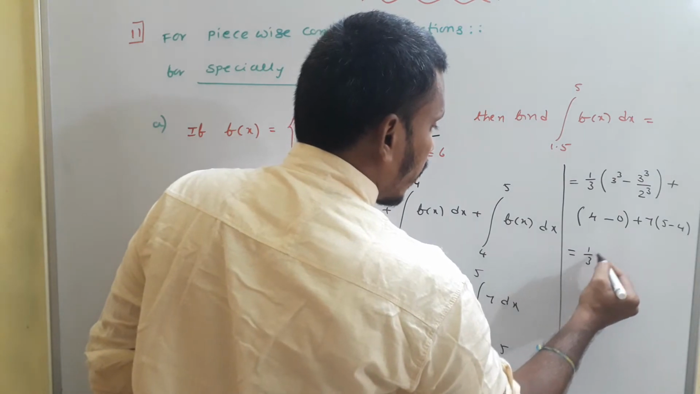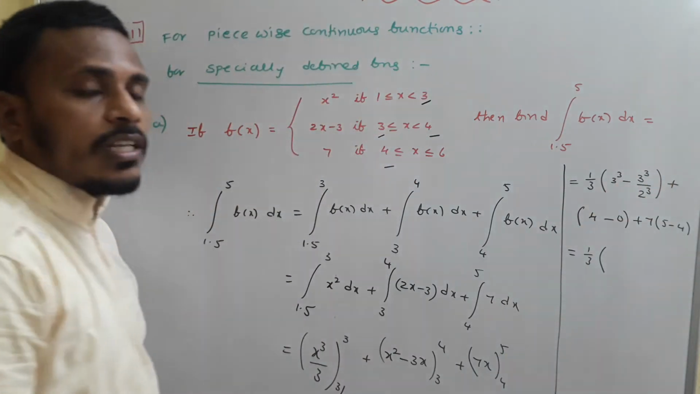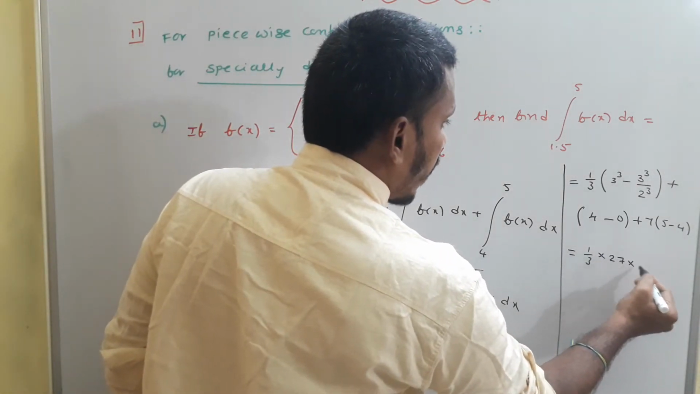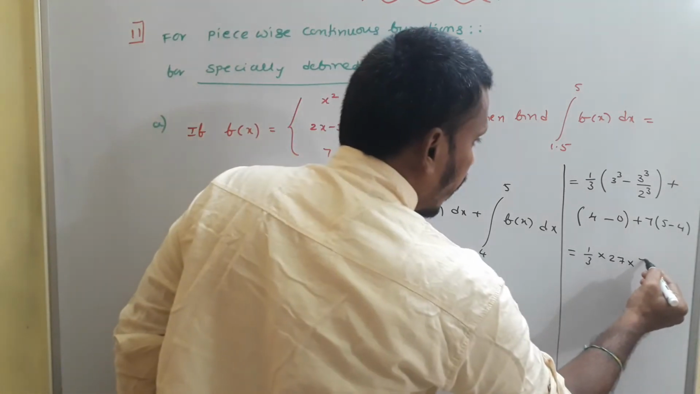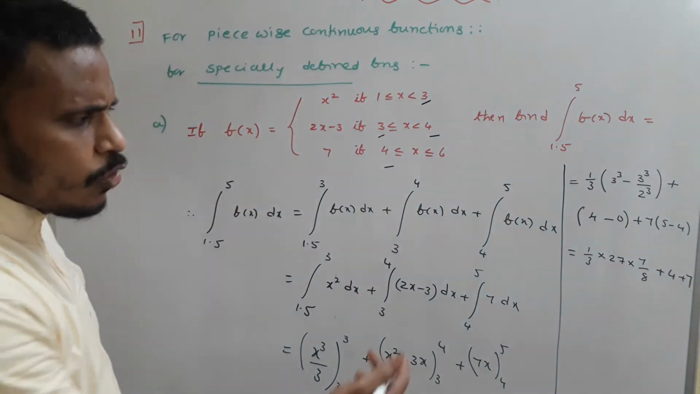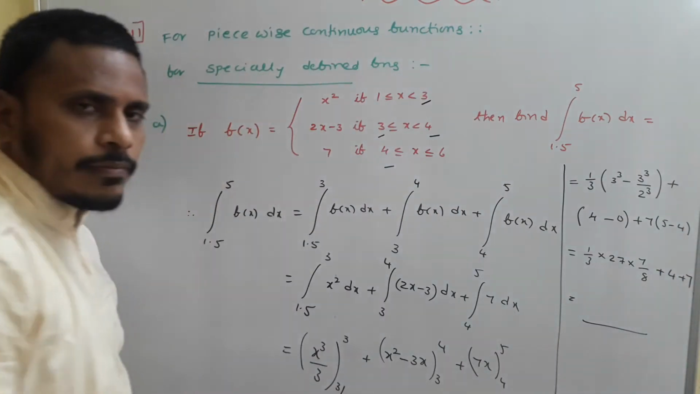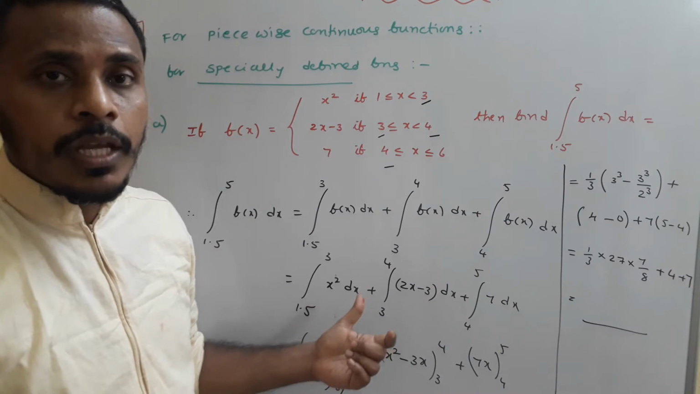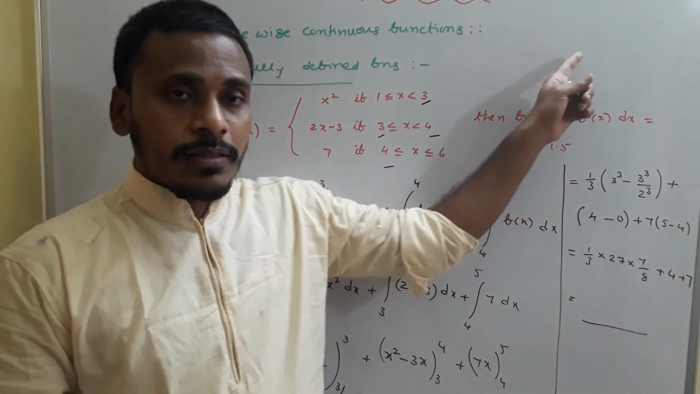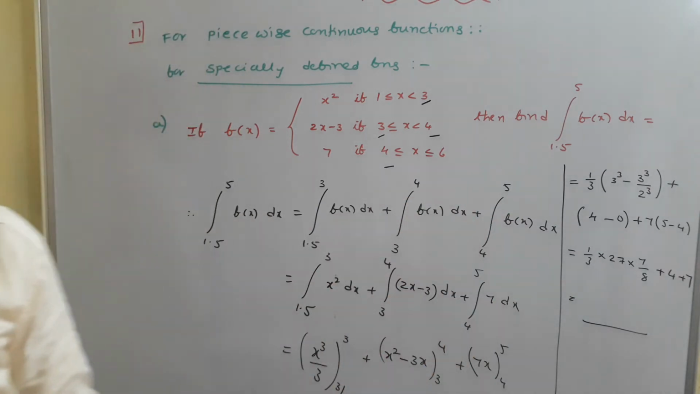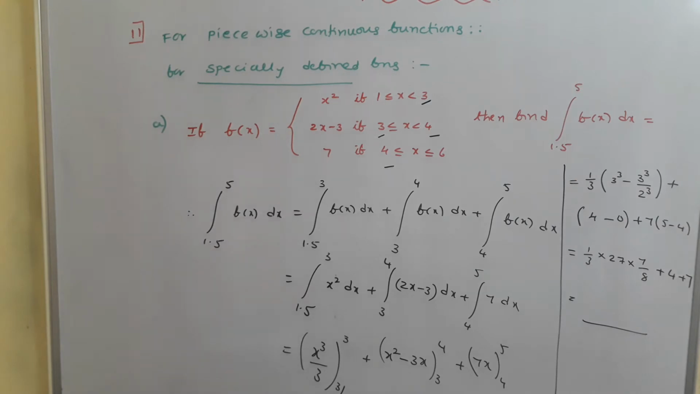So that is equal to 1 by 3 into 27 minus 27 by 8. If you take that 27 out, 1 minus 1 by 8, which means 7 by 8, plus this is 4 and that is 7 times, 5 minus 4, it is 1. So you just simplify this and at the end you will get your answer. That's it. So to find the integral for this f of x in between the limits 1.5 to 5, you need to follow the definition and split these limits like 1.5 to 3, 3 to 4 and 4 to 5. Just have a look. And this is the way of finding integral values for different specially defined functions.